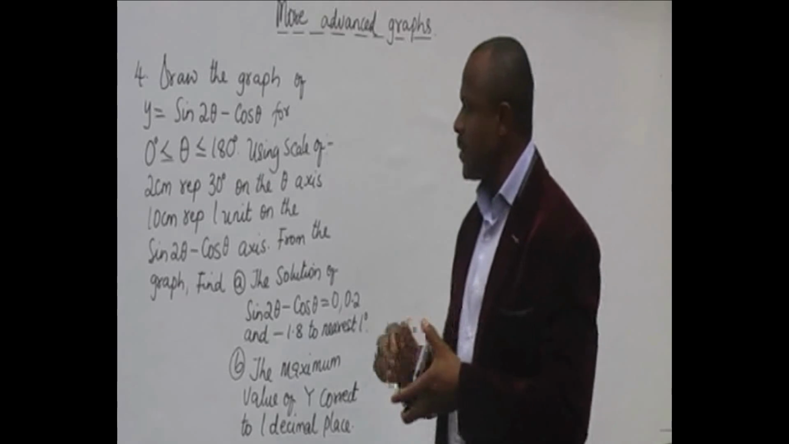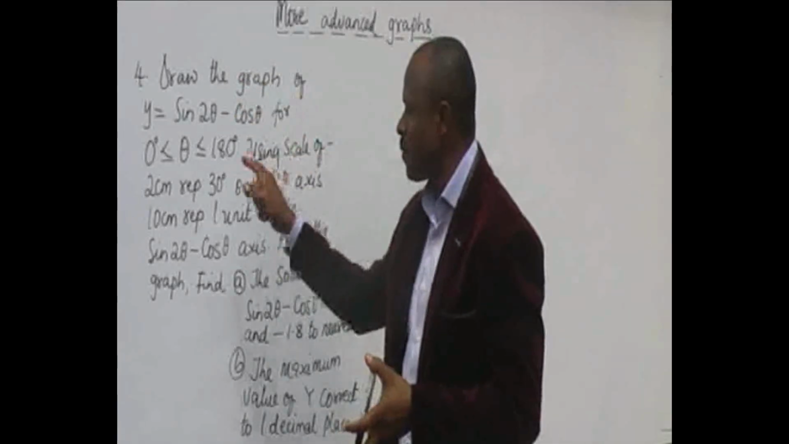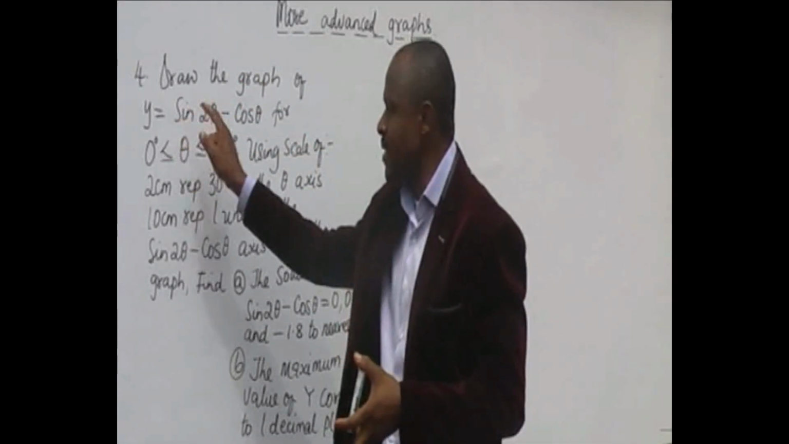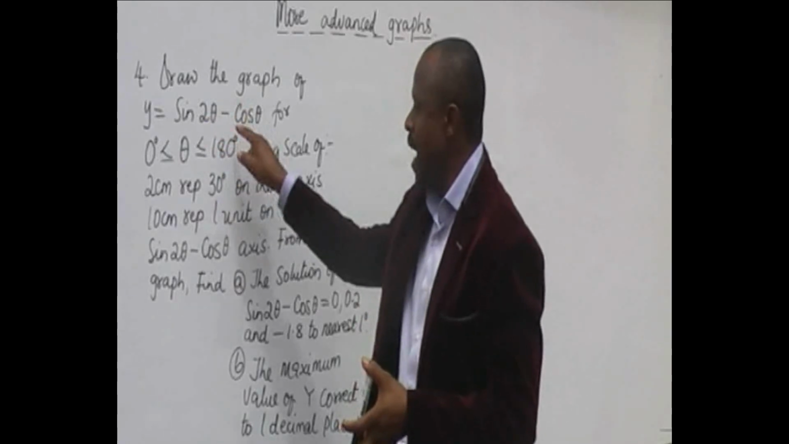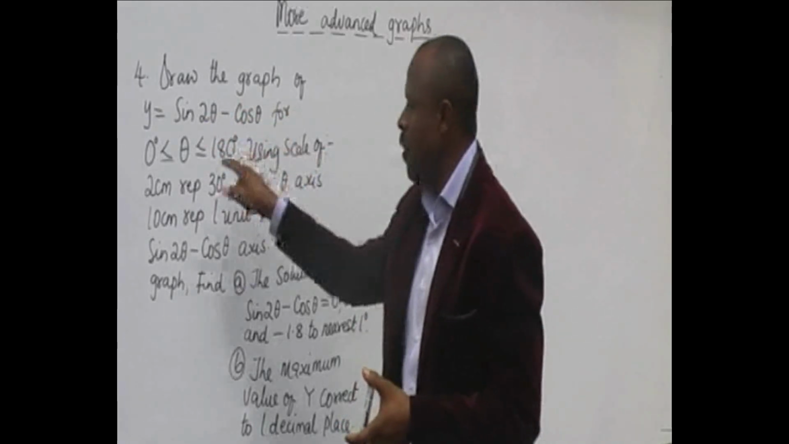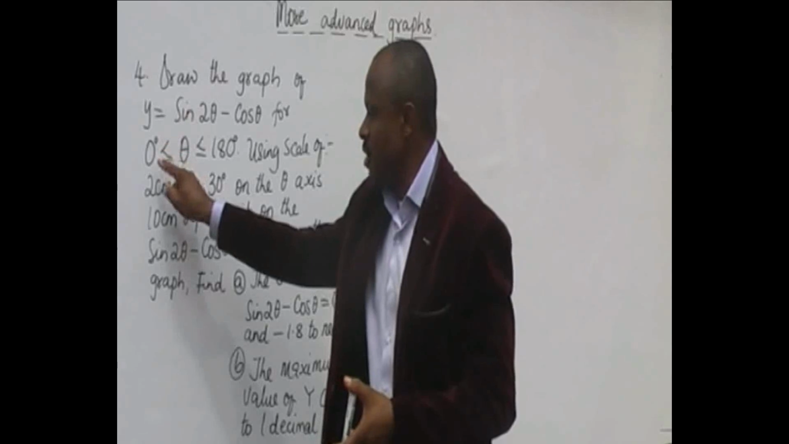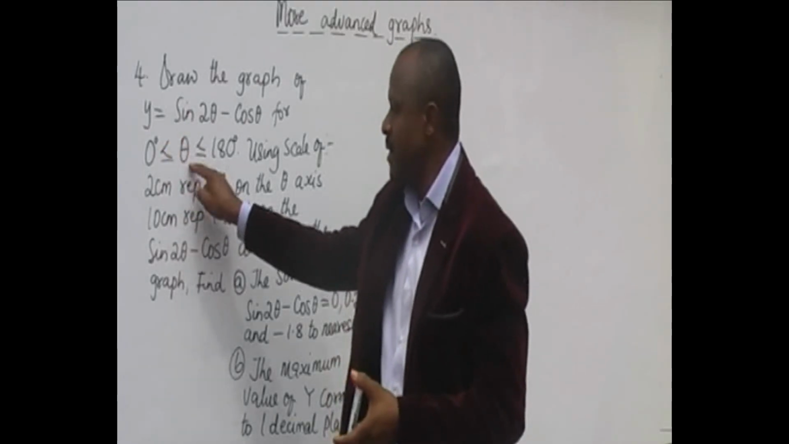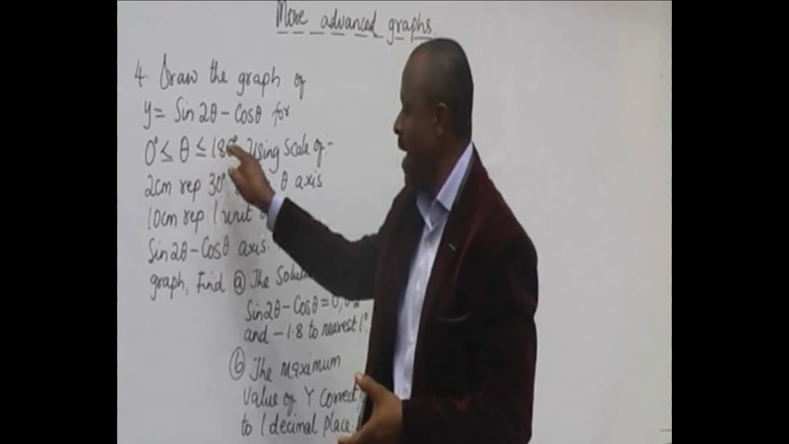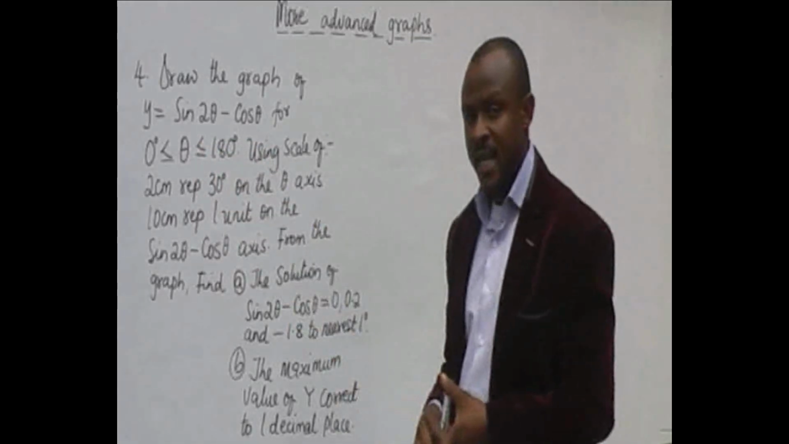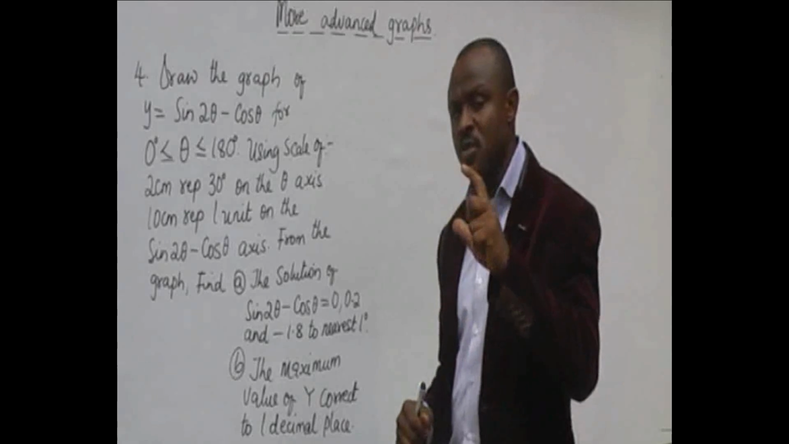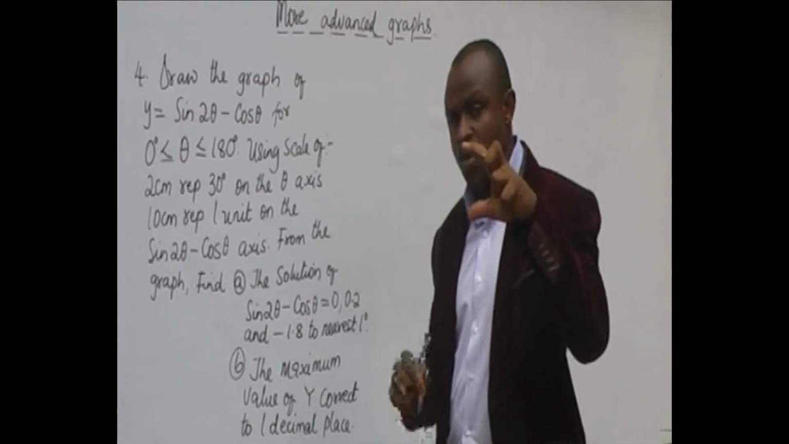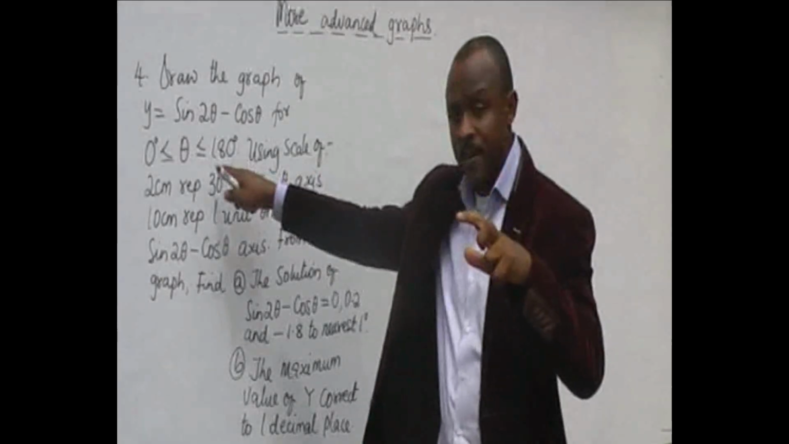So this question says that we should draw the graph of y is equal to sine 2 theta minus cosine theta for 0 degrees less than or equal to theta and theta less than or equal to 180 degrees. That means we are going to take the values of theta from 0 to 180. That's what it means there.